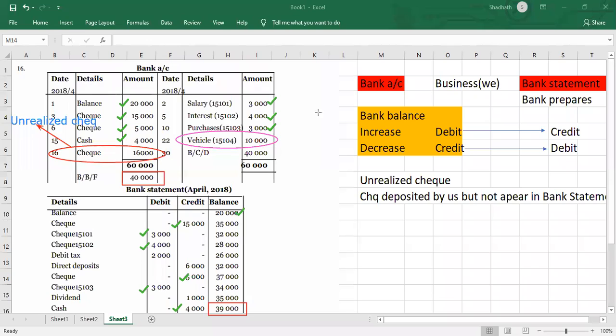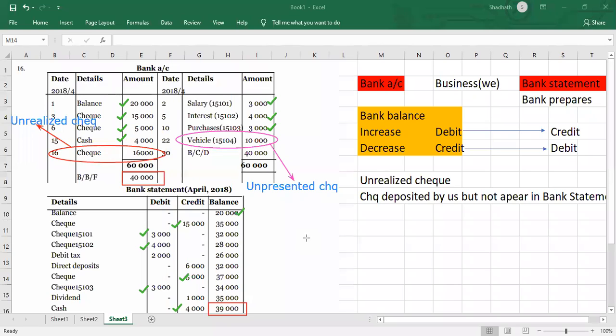So we will mark that. What is that? That is called unpresented check. This 10,000 is known as what? Unpresented check. That means we have given a check to buy a vehicle, but it's not appearing in the bank statement.